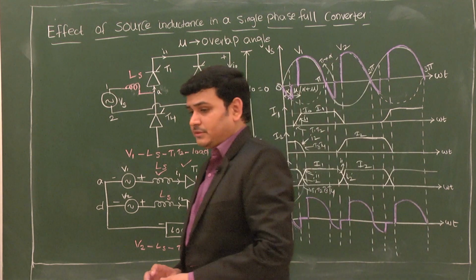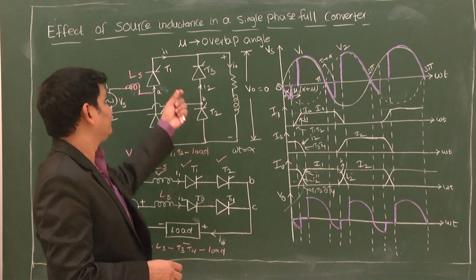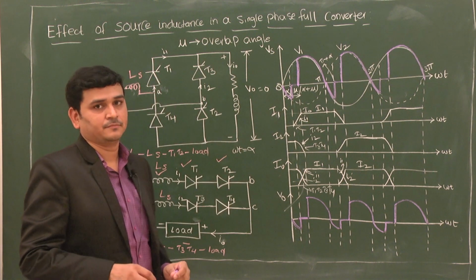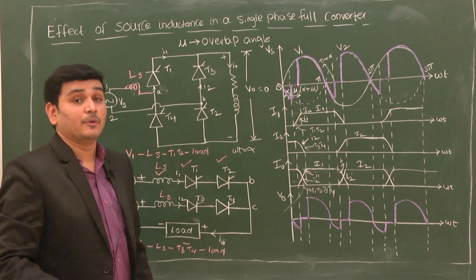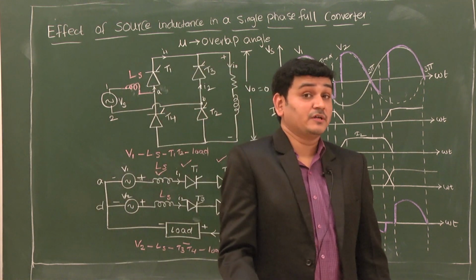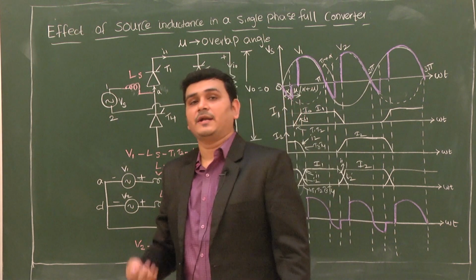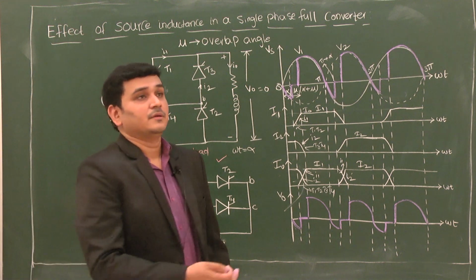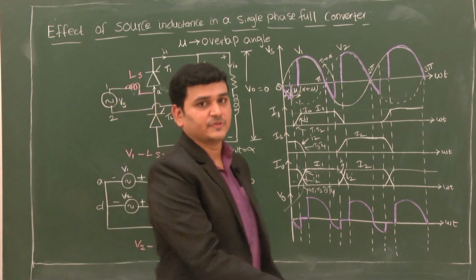So this is the overview of the effect of source inductance in a single phase full converter. According to this, we need to calculate the average voltage. We have computed average voltage without considering LS, but now you need to find the output voltage V0 when LS is present. That analysis we will discuss in the next class.